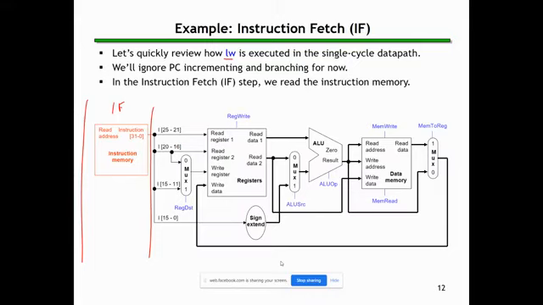In the instruction fetch step, we read the instruction memory, where the instruction normally lies. So this is how it works. The instruction is read from the instruction memory in the IF step, IF meaning instruction fetch. Then these are the registers to which the data is either written or read, and then the sign extend.